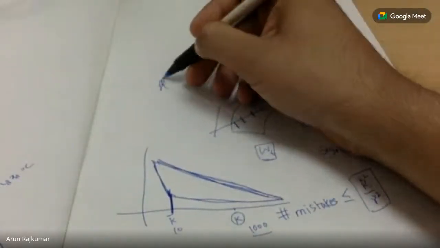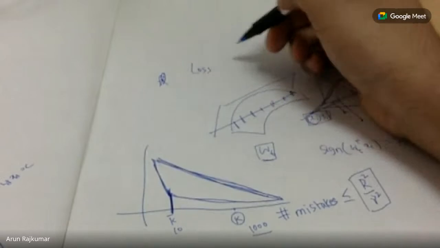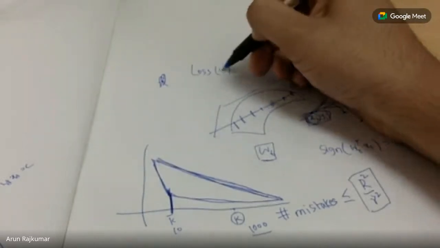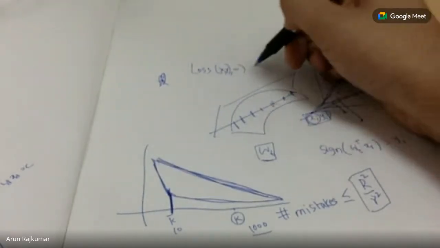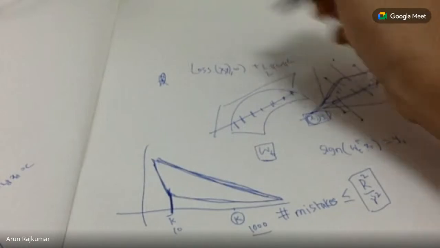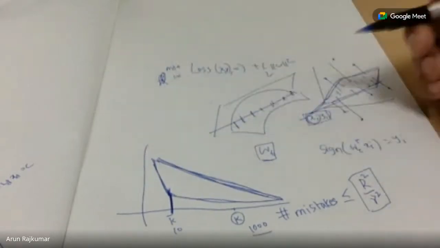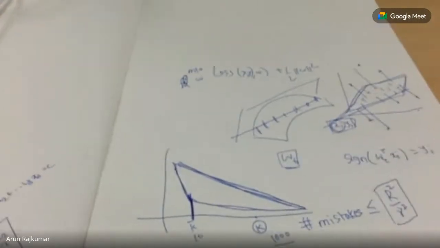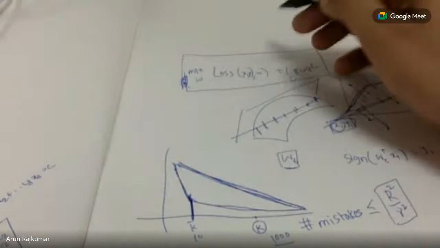whatever loss that I have with respect to the data points x comma y comma w, now I'll add half norm w squared, and then I'll minimize this over w. I don't know if you're able to see that well. Yeah. So this would be my optimization problem.